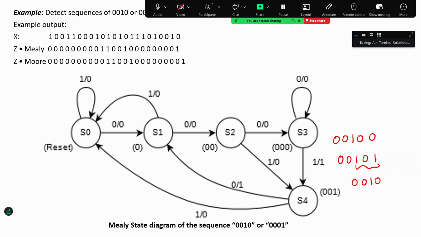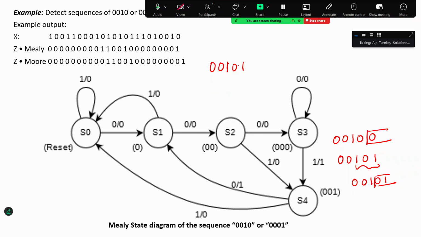0 0 1 0 1. 2 bits you need to see. Is 0 1 matching? No, it's not matching. Okay. And next, if it is 0, 0 is matching here, and for this 0 is matching. That's why it will go to which state? It will go to S1 state. Yes, sir. Okay.